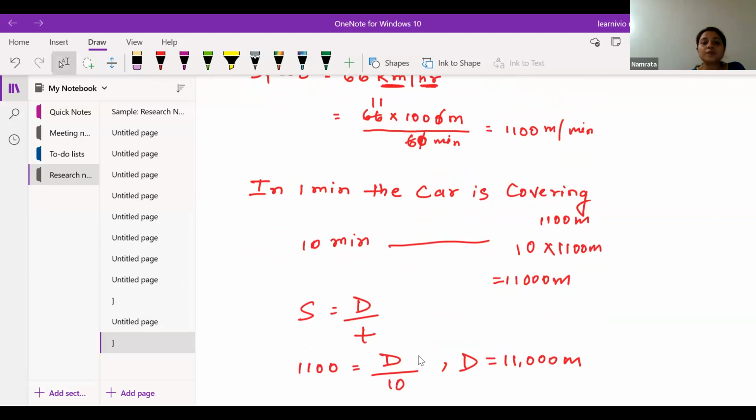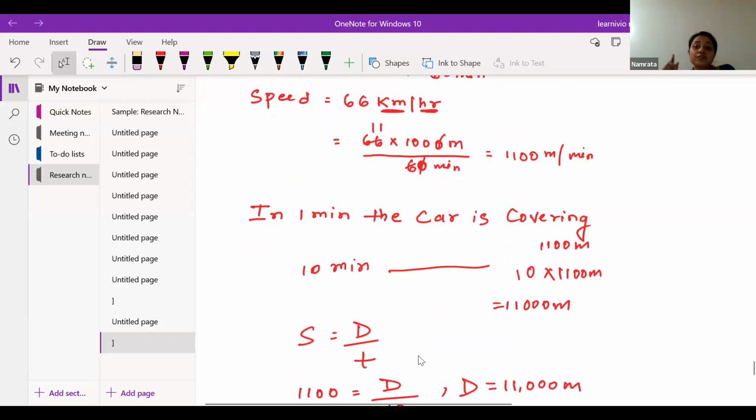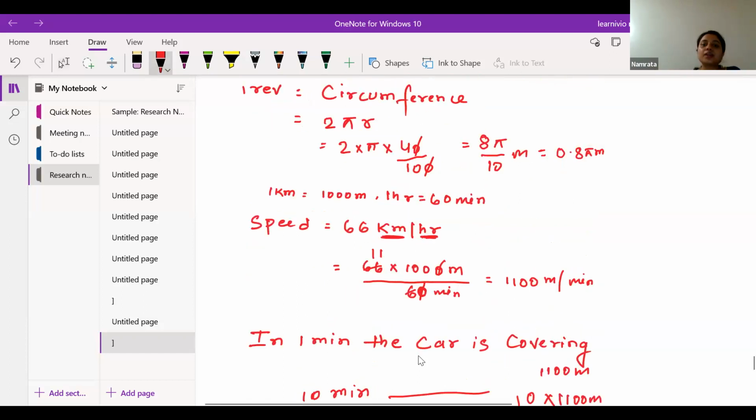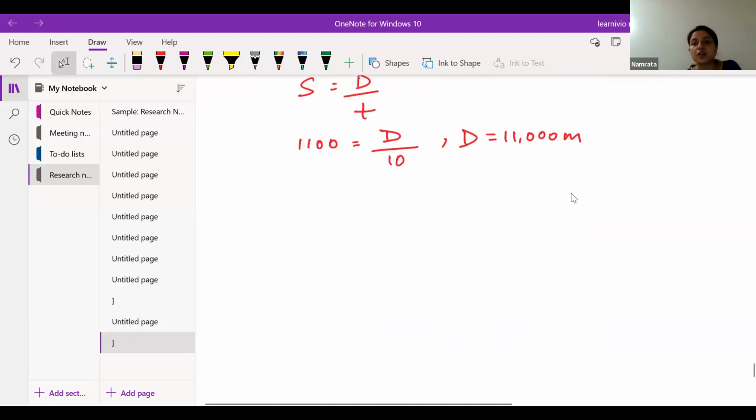We already know that one revolution means how much distance? One revolution means 0.8 pi meter. Can you see it? One revolution means 0.8 pi meter. So how many revolutions means 11,000 meter? That's what we have to find. It's just like you have to do the division over here.